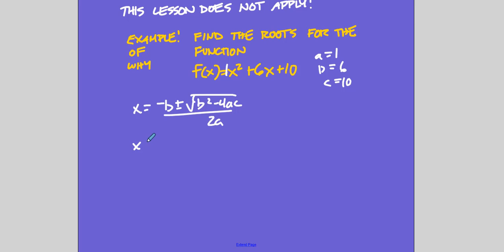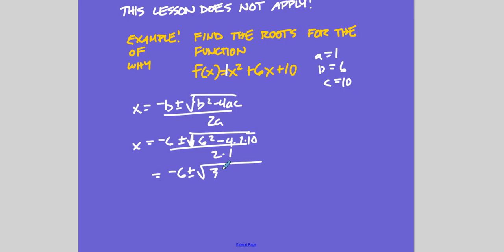So then we just plug these numbers in. So x is going to be negative 6 plus or minus the square root of 6 squared minus 4 times 1 times 10, I'm sorry, a is 1, this is 4ac, over 2 times 1, which gives us negative 6 plus or minus the square root of 36 minus 40 over 2. So we have now negative 6 plus or minus the square root of negative 4 over 2. So this is not a real number here.